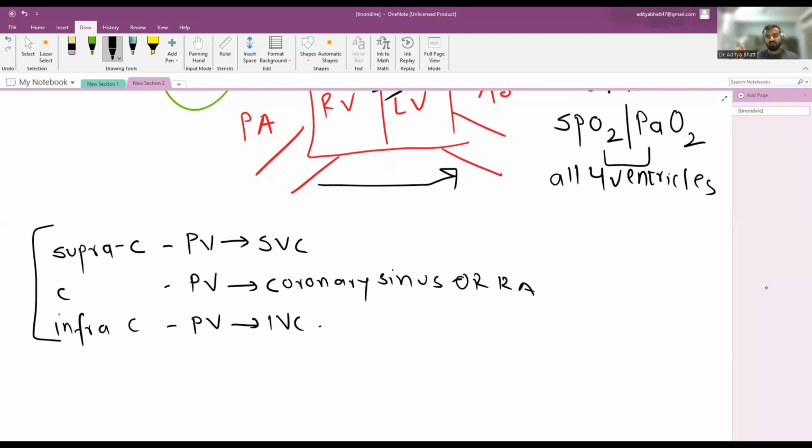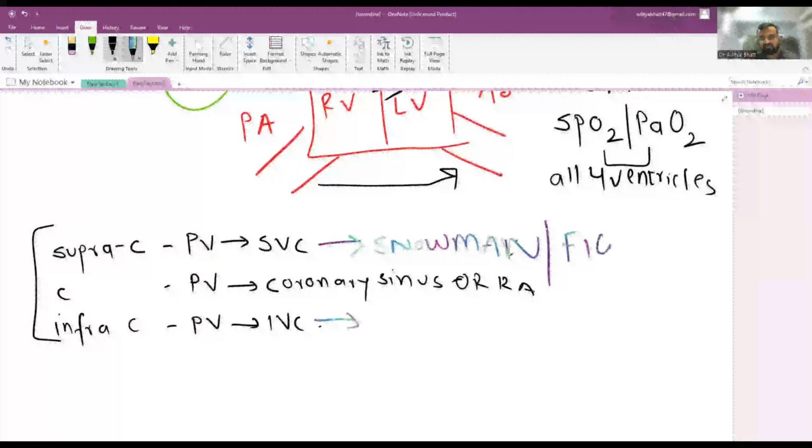TAPVC. Now, the one thing that you have to absolutely remember here is that in the supracardiac variant, you see the snowman or figure of 8 sign. Okay, this sign is not seen in any other type of TAPVC. It is only and only seen in supracardiac TAPVC.